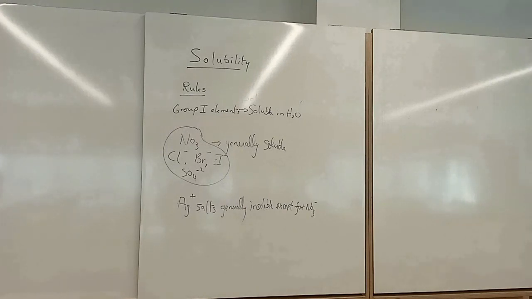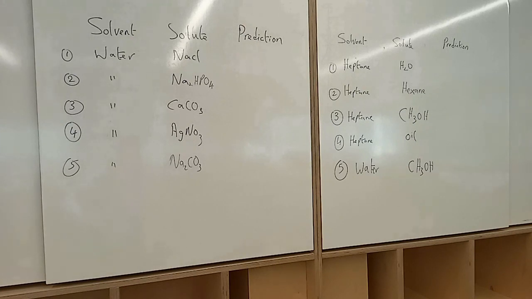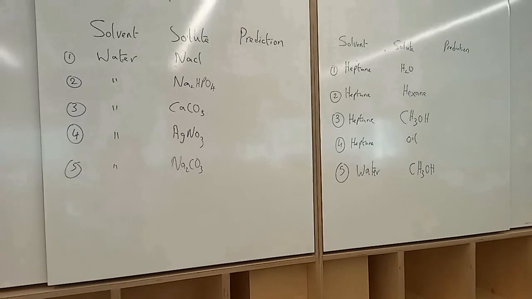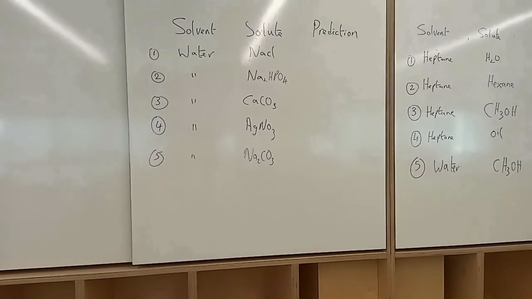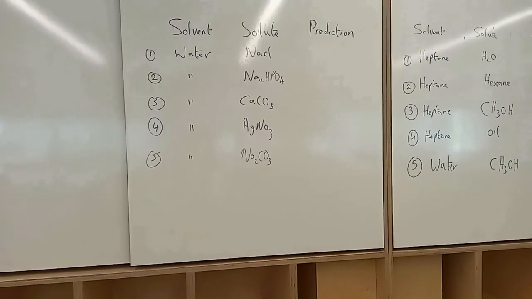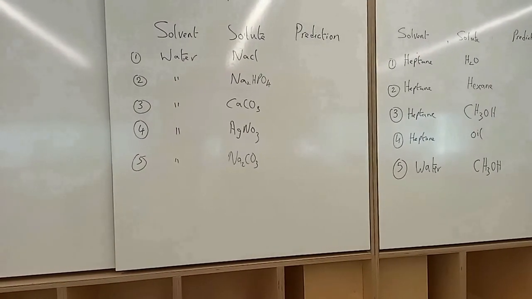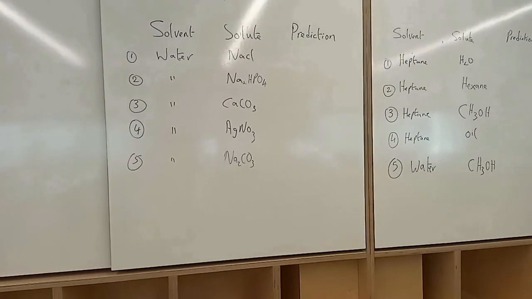Chlorides, bromides, and iodides, which are generally considered soluble, are insoluble with silver, lead, and mercury. Sulfates are soluble but are insoluble with group 2 elements like barium, lead, calcium, and strontium. These are the rules which one can use to predict the solubility of compounds. In one case, the solvent is water, and the solutes are sodium chloride, sodium hydrogen phosphate, calcium carbonate, silver nitrate, and sodium carbonate. Try to predict whether each solute is going to be soluble.